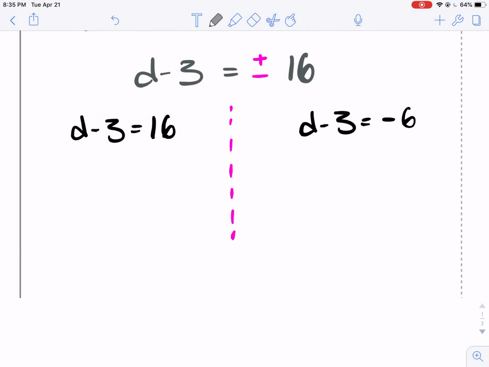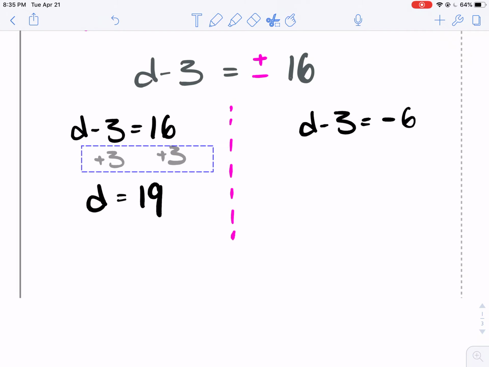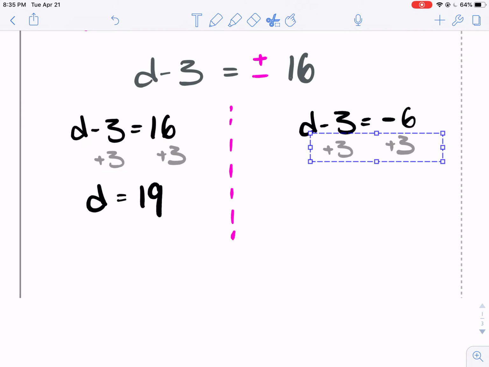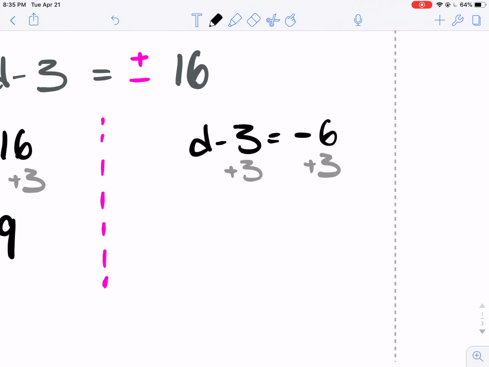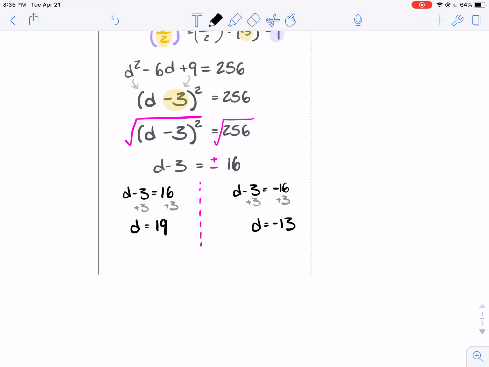I'm going to add 3, giving us d is equal to 19. And we're going to add 3 on this side as well, giving us that d is equal to negative 13. So we have two solutions. D is equal to 19 and d is equal to negative 13.